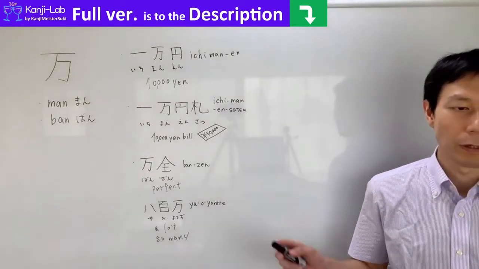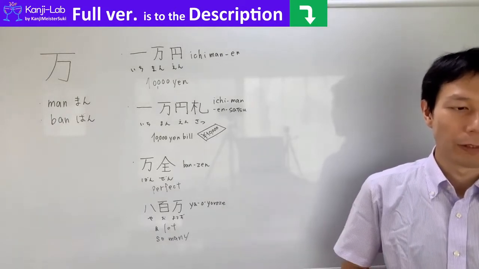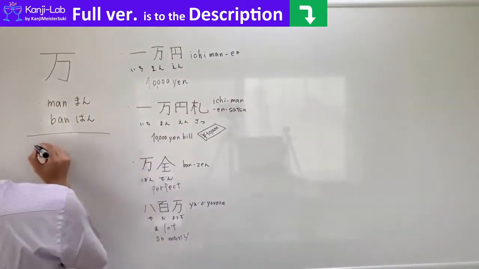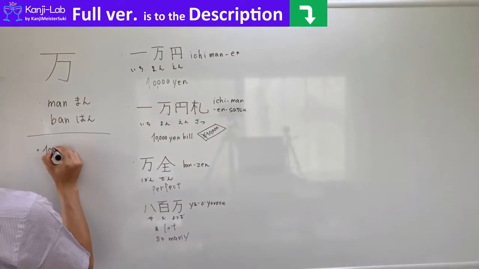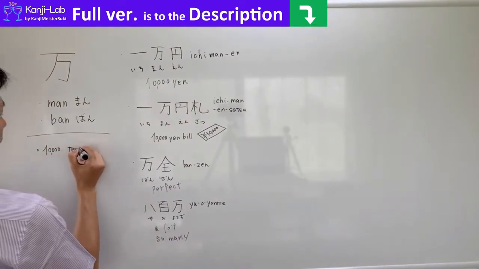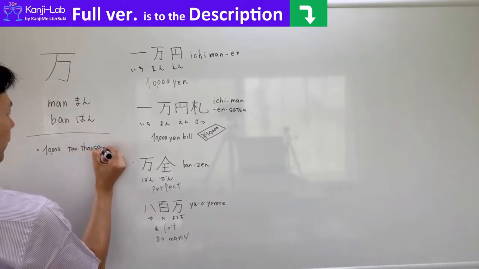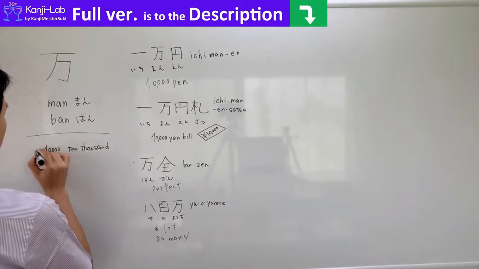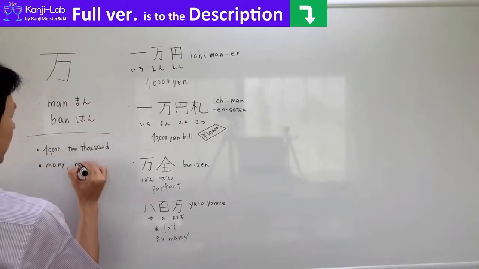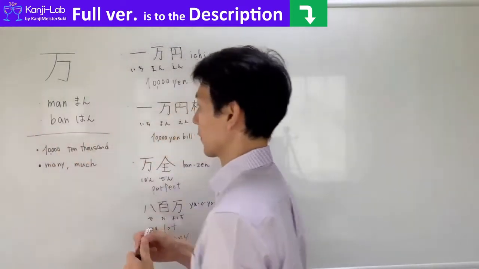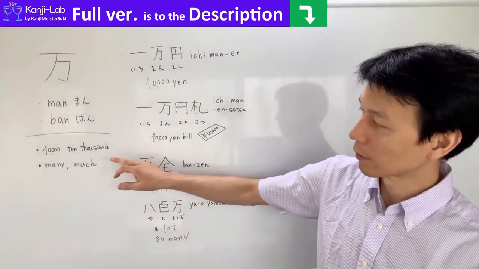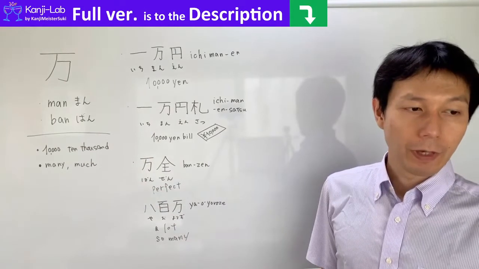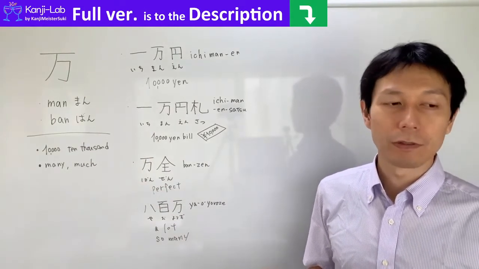Next is the meaning of the kanji for man. This kanji is used in the following meanings. One, 10,000. Two, many, much. Next, let's look at how to write this character.